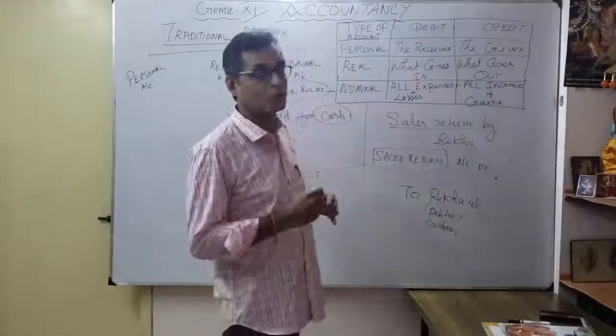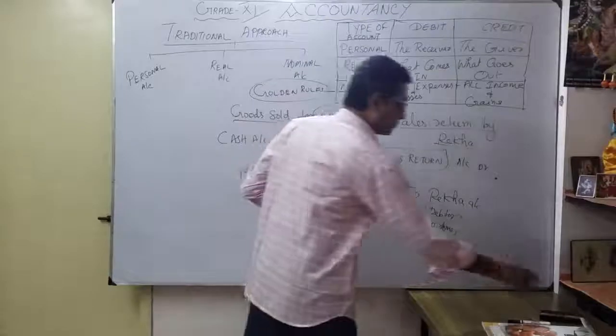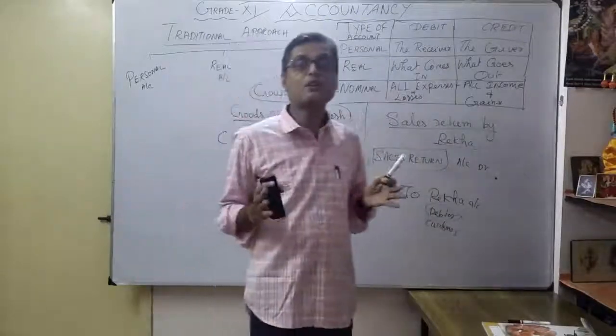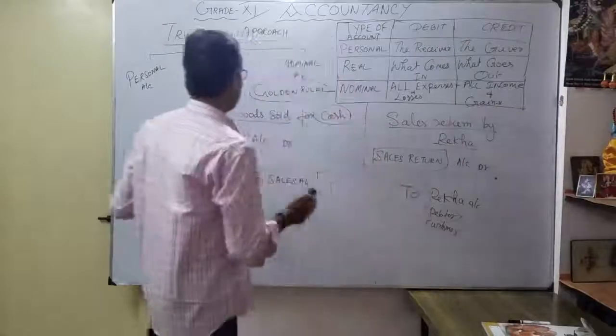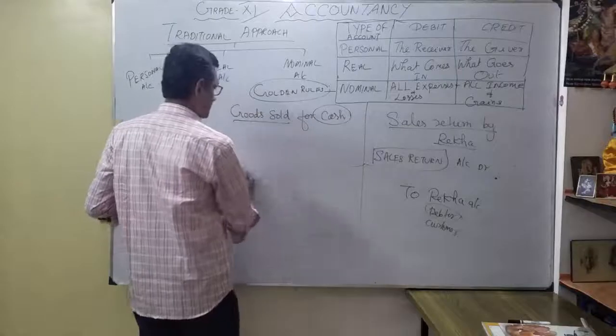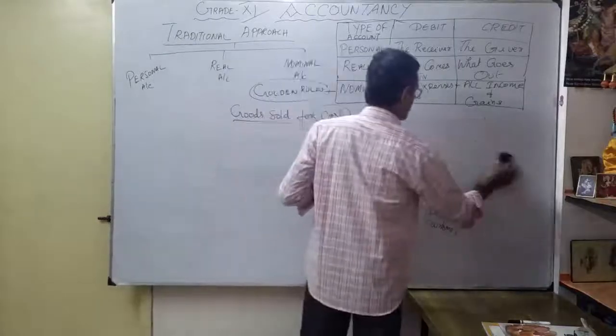Now we are going to discuss a very important point. Everything we discussed so far was against cash transactions. Suppose what will happen for a credit transaction? That is very important. I'll explain now, see carefully.